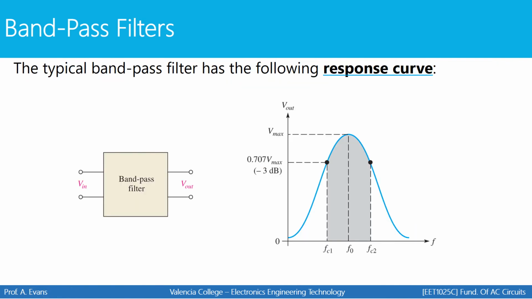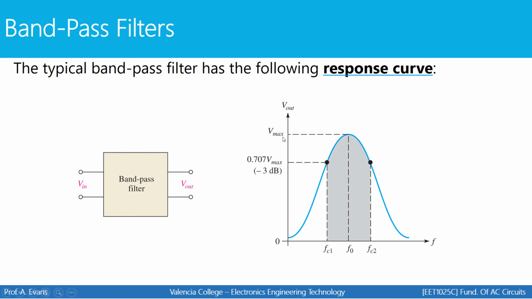For a typical bandpass filter, we have what's called a response curve. When we talked about high pass and low pass filters, we discussed drawing a Bode plot. Rather than drawing a Bode plot for a bandpass filter, we're going to draw a response curve. And this is an example of a response curve.